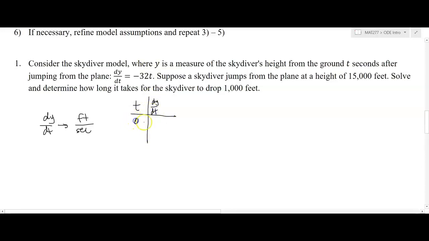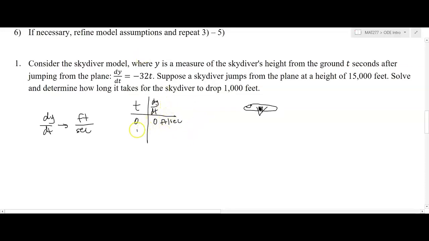So at time 0, this is basically the skydiver, and here's my fantastic rendition of a plane. We'll have it going this way. There's the wing. Kind of looks like a finger, but hey, good enough, right? So here's the port where the skydiver is going to jump from, and at time 0, the skydiver hasn't jumped from the plane yet. So at time 0, if I plug in 0 for t, negative 32 times 0 is 0. And again, this is feet per second.